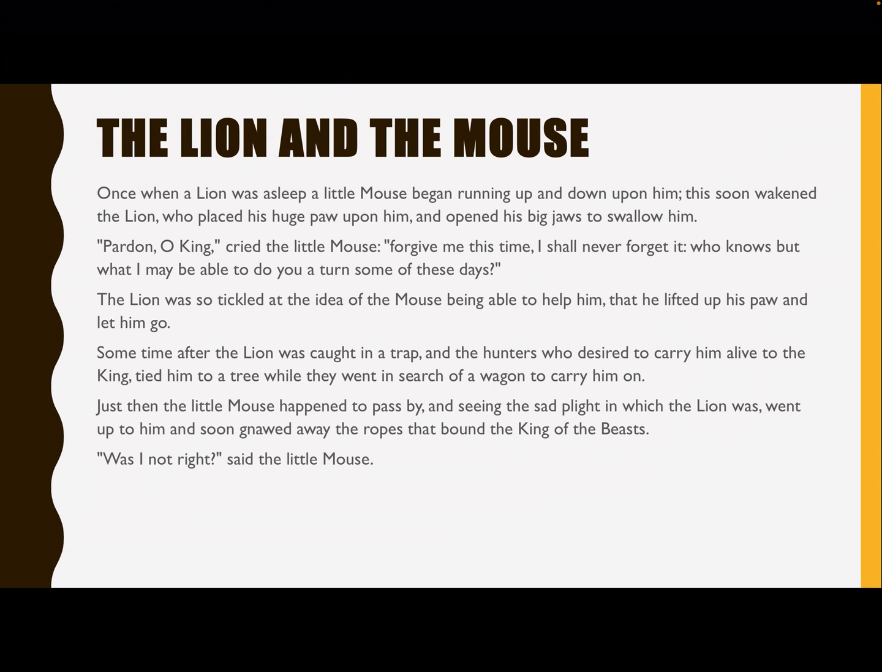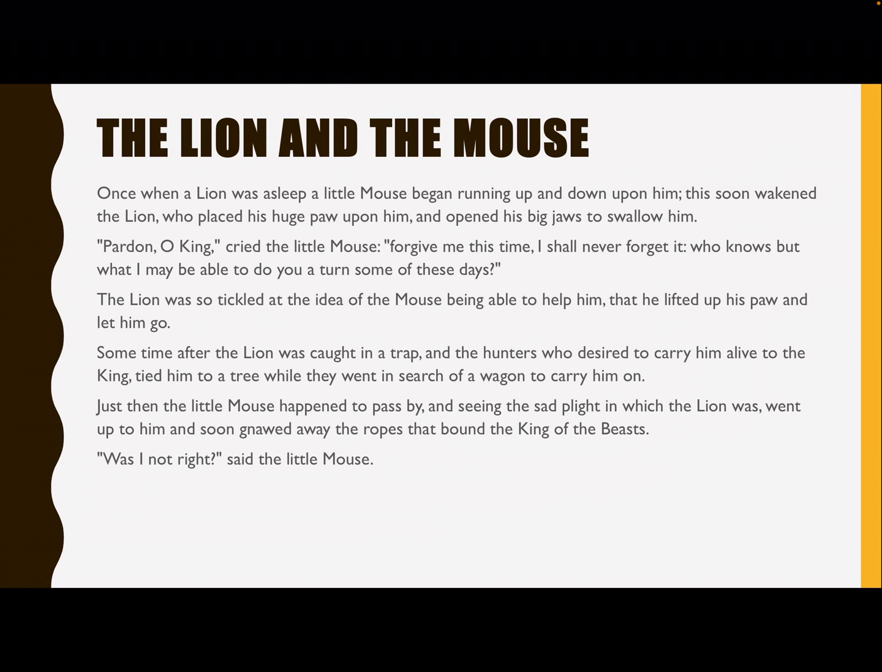Some time after, the lion was caught in a trap, and the hunters who desired to carry him alive to the king tied him to a tree when they went to search for a wagon to carry him on. Just then little mouse happened to pass by, and seeing the sad plight in which the lion was, went up to him and soon gnawed away at the ropes that bound the king of the beasts. "Was I not right?" said the little mouse.